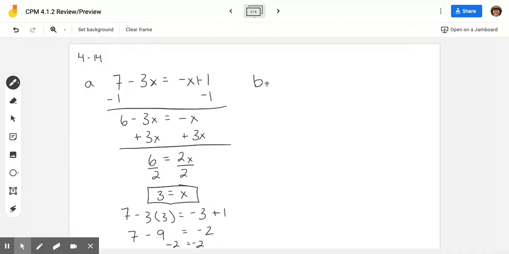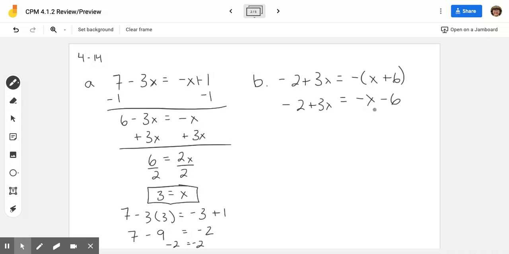Second problem is negative 2 plus 3x equals the opposite of everything inside these parentheses, x plus 6. So first thing we need to do is simplify this side. So I'm going to take the opposite of everything that's in here. So instead of a positive x, I now have a negative x. Instead of adding 6, I'm going to subtract 6. So negative 2 plus 3x equals negative x minus 6.